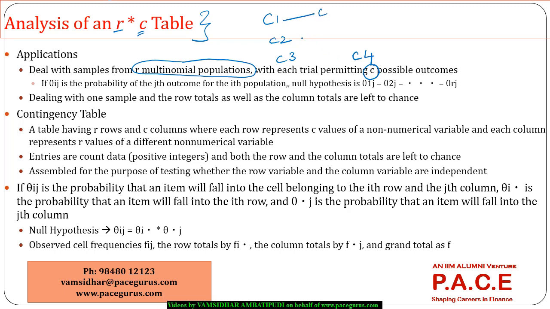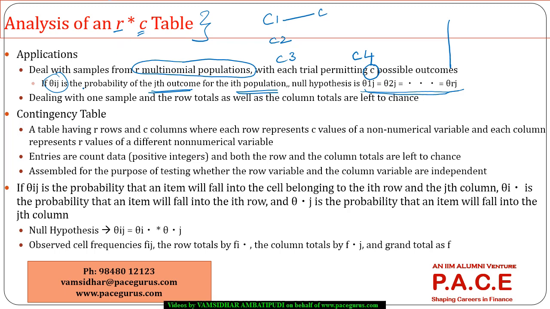So I'm looking at performing trials from different populations, and based on these trials I am looking at different outcomes for each of these populations, and I am looking at filling an R by C kind of table. So if theta ij is the probability of the jth outcome from the ith population, I really want to look at the null hypothesis whether all of them are equal or not, whether all of them are uniform or not. Theta 1j equal to theta 2j, and so on, theta rj. Right? So we are looking at R different multinomial populations here. I want to test that from R different multinomial populations, I am taking different samples and I really want to see if the proportions are more or less uniform across all the groups.